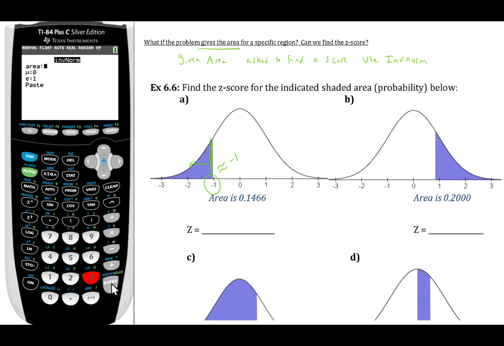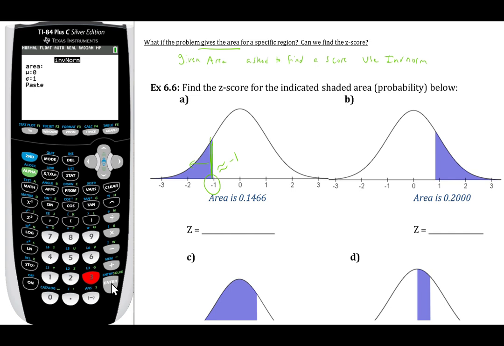But basically, whenever we're using the inverse norm, we're going to think about using the area to the left for all of these. So for part A, pretty straightforward. We already have the area to the left. For part B, we're going to need to do a little bit of work to make sure that we're finding the area to the left, because that is the only area that our calculator is able to find.